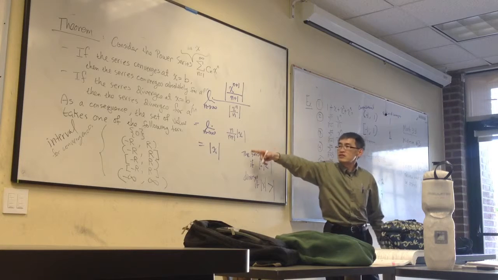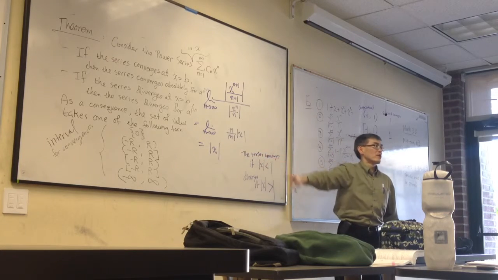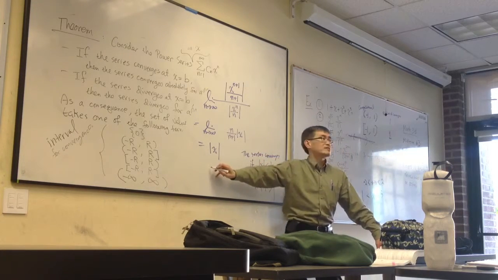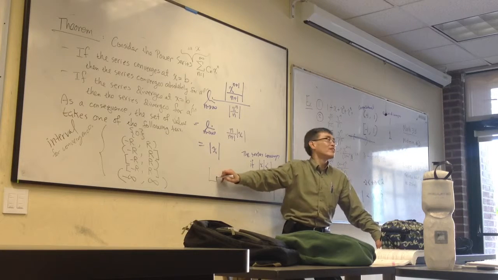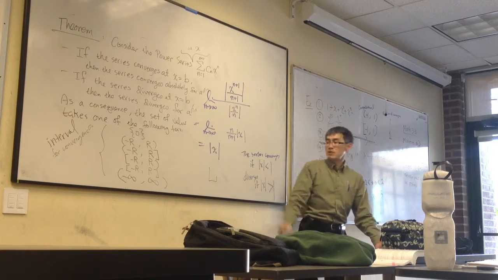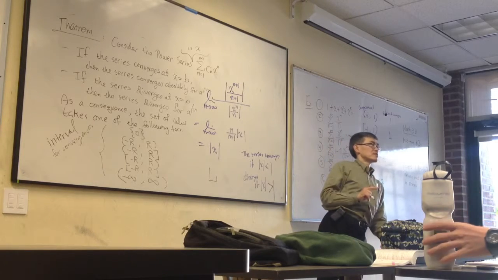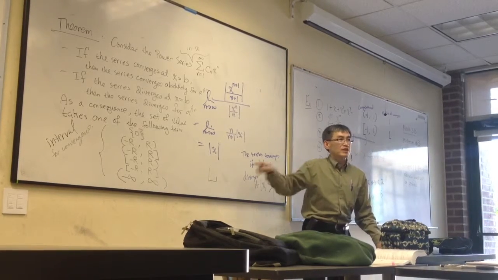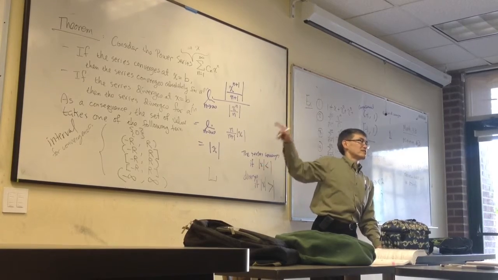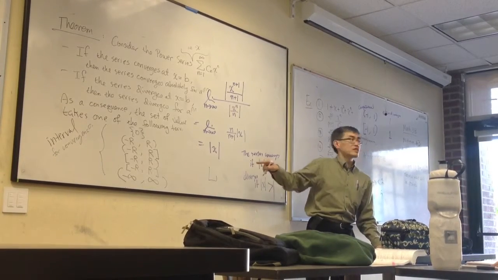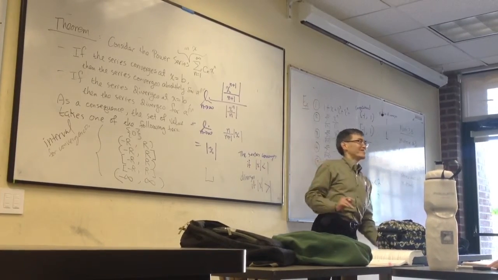Do you agree that this is that? Right? This last term in that statement is called L. And the ratio test says that if this limit is less than 1, then the series converges. If this limit is greater than 1, then the series diverges. If this limit is 1, then I don't know.